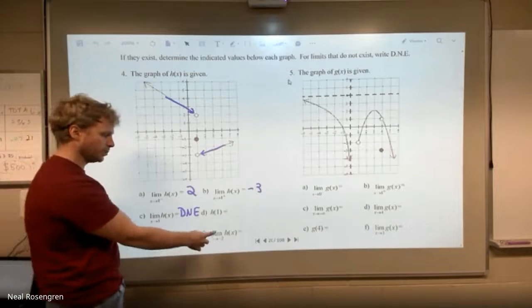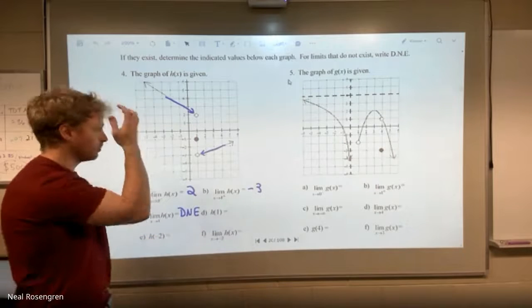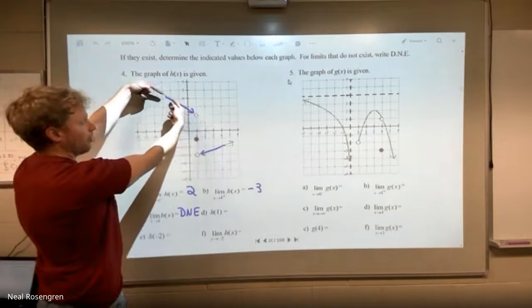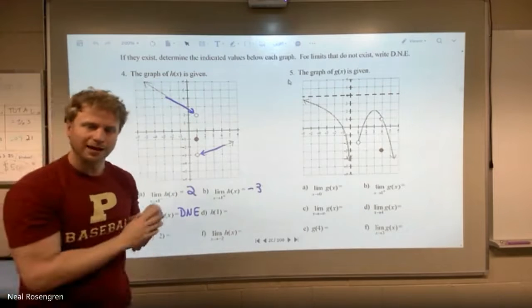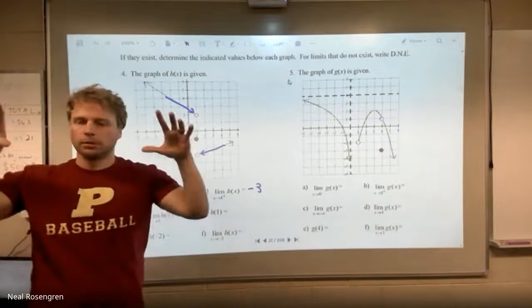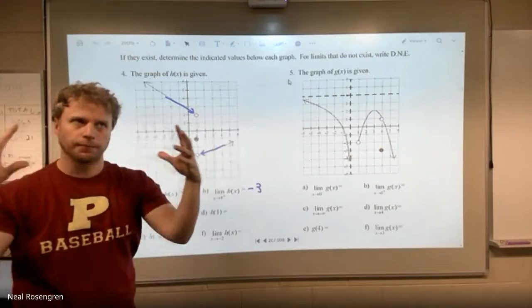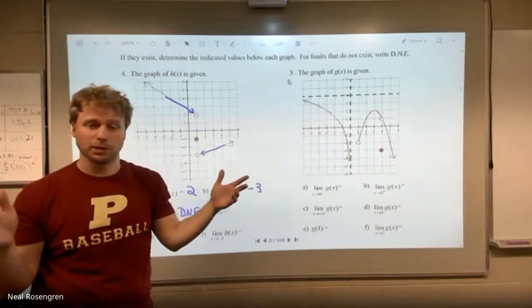So when I do something like F, I want to get to -2. Well then I'm going to approach -2 from both sides and think about what I'm headed towards. So that double-sided mindset is so crucial for us to be able to understand these limits. I have to do it from one side, then do it from the other, and see what I get.